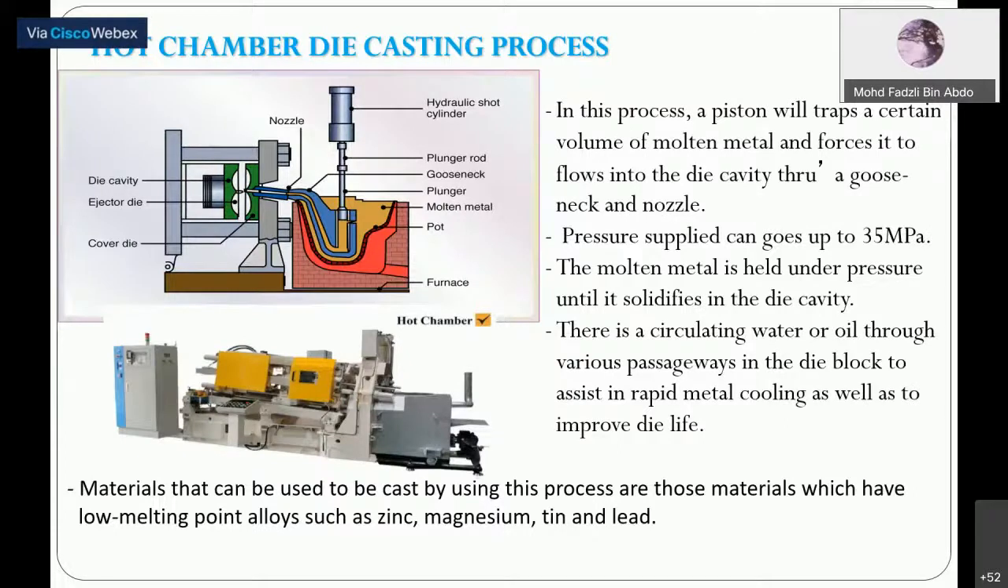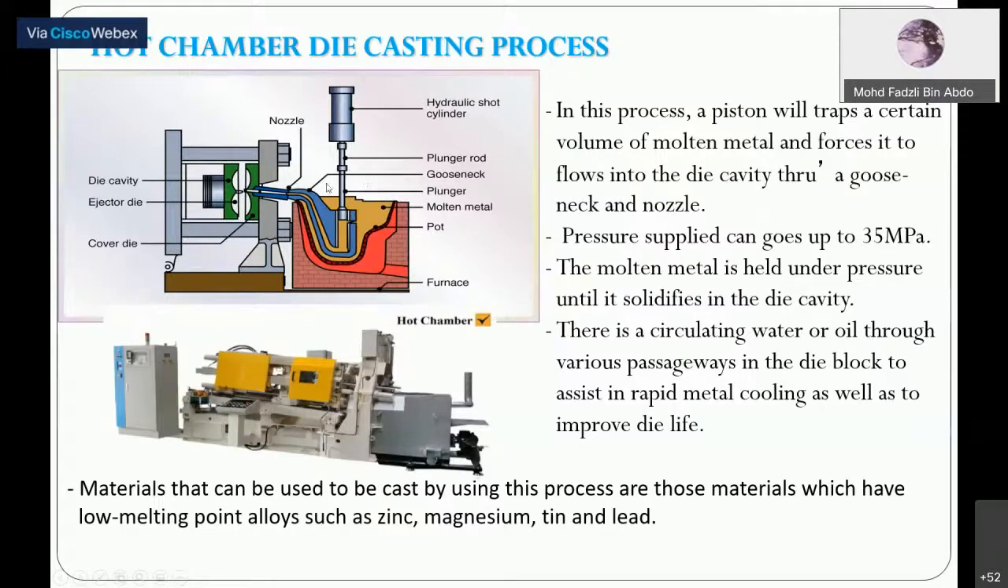Okay, this is the illustration of the hot chamber die casting. Okay, kalau kita tengok dia lebih kepada macam horizontal lah. Okay, this is the hydraulic shot ni. Kita hydraulic kan dia, kita pump bagi dia tekanan and then kita punya molten metal akan masuk lah dalam kita punya cavity ni. Ini ejector die ni untuk masa nak remove the mold nanti lah. In this process, a piston will trap a certain volume of molten metal and force it into the die. It flows into the cavity through a goose neck and nozzle.